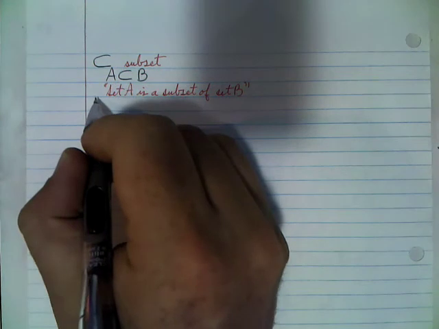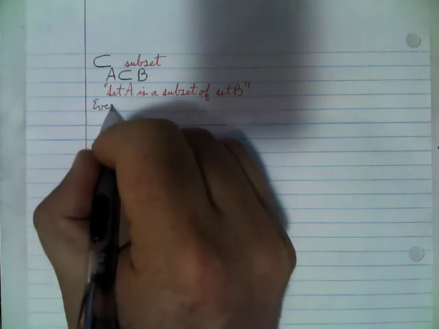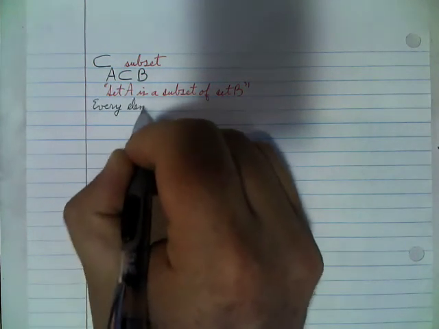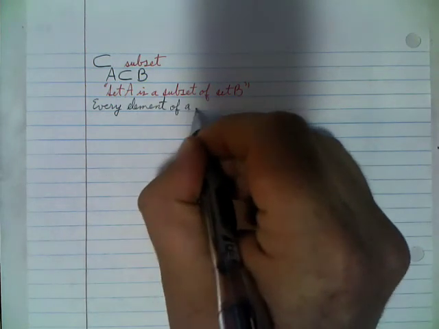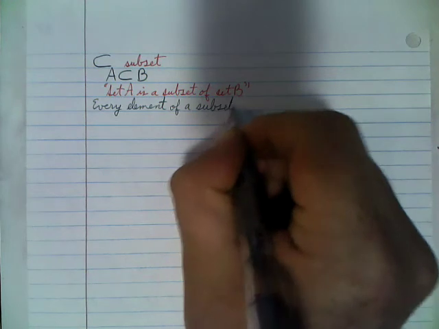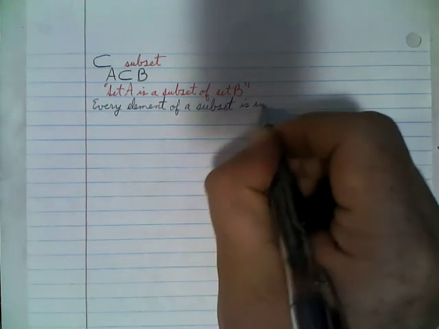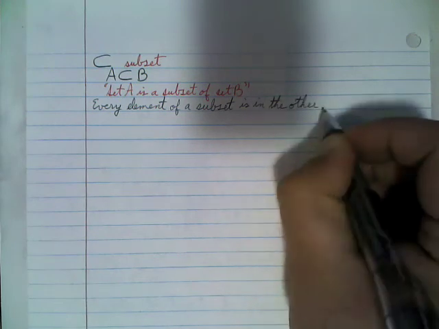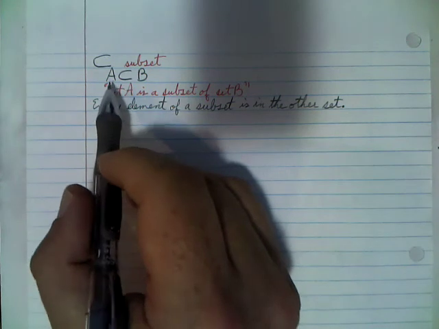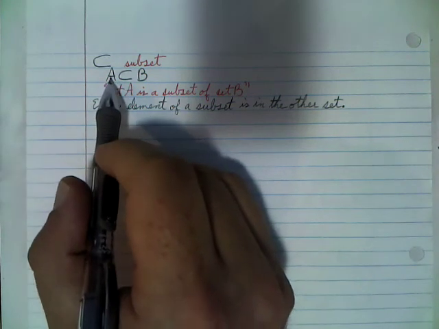And so what this would mean then is every element of a subset is in the other set. So if A is a subset of B, this means that every single element of A is also in B.